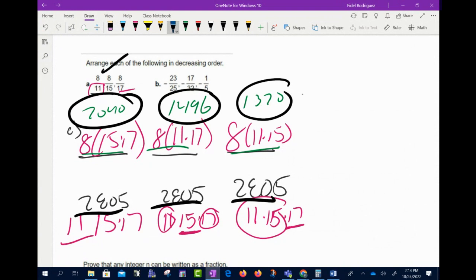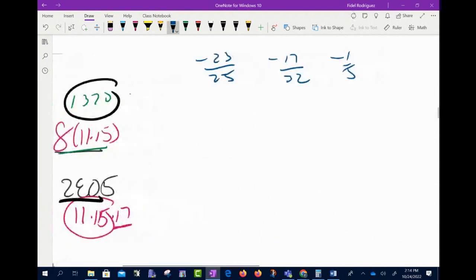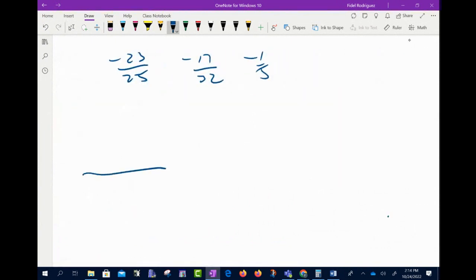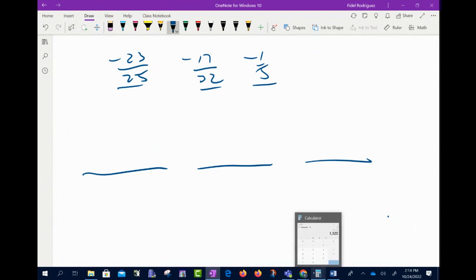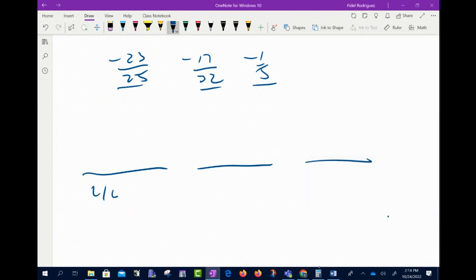Look, y'all, I'm going to do part B. I'm going to do it exactly the same way, okay? So look, negative 23 over 25, negative 17 over 32, negative 1 over 5. Okay, my common denominator is going to be what I get when I multiply all the bottom parts together. 25 times 32 times 5, 4,000.